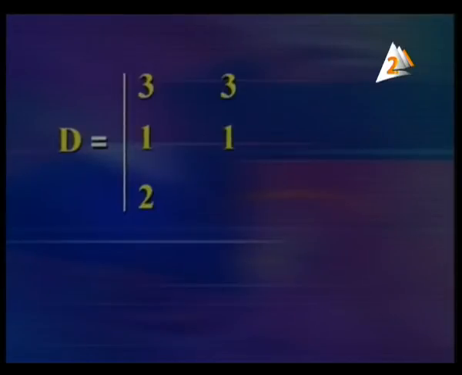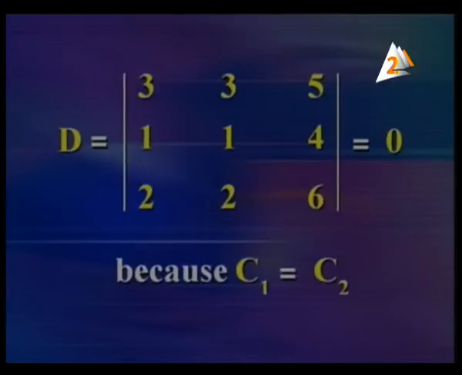Look at the example. Determinant of third degree 3, 3, 5, 1, 1, 4, 2, 2, 6. This determinant's value equals 0. Why? Look at C1, C2, column 1, column 2. Column 1 is 3, 1, 2, column 2 is 3, 1, 2, they are the same, all elements are the same. The answer is 0, because C1 equals C2.